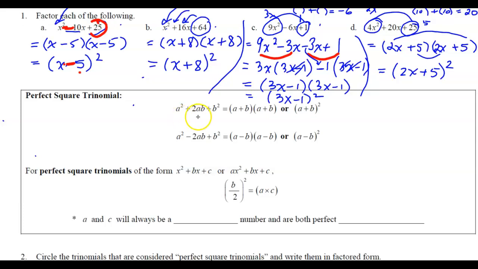So this is the general case. If you've got your first term and you take the root of it, that's a, and the root of this is b. If the product of those two terms doubled is your middle term, then it factors to a plus b, all squared. If it's a minus there, then it's a minus. So that's all the difference. But it has to be double the product.